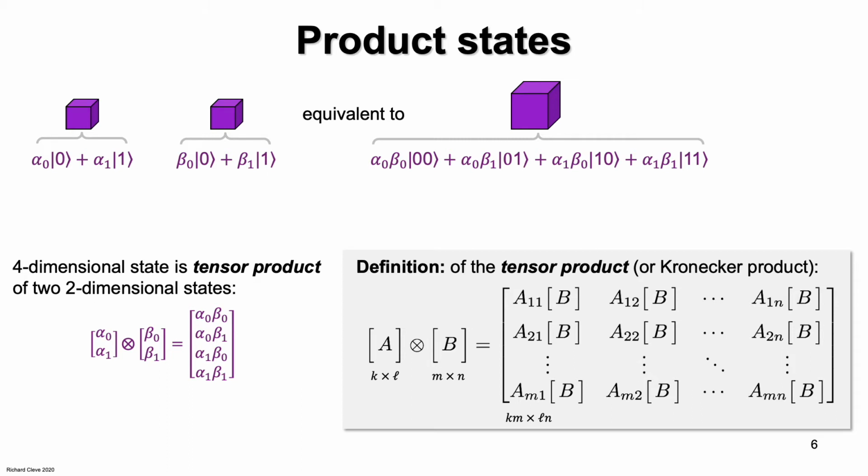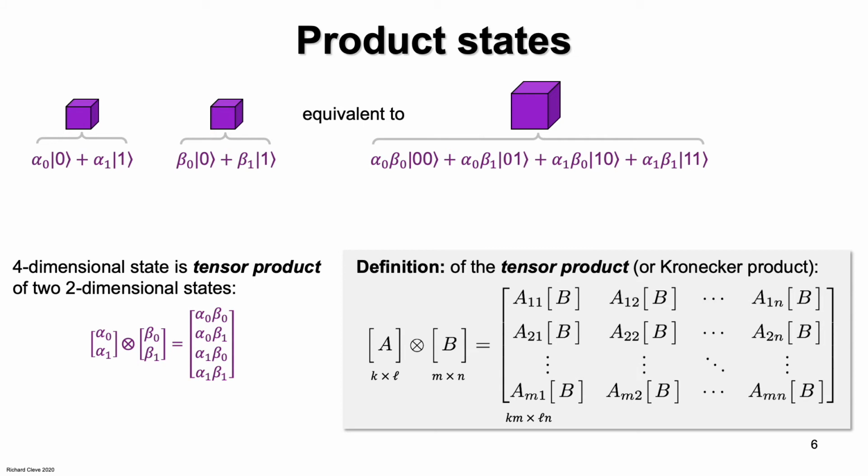That is one of the blocks of the tensor product. For example, A11 times the whole matrix B is one m by n block. Then A12 times the whole matrix B is another m by n block, and so on. If A is a k by L matrix and B is an m by n matrix, then their tensor product is a km by Ln matrix.